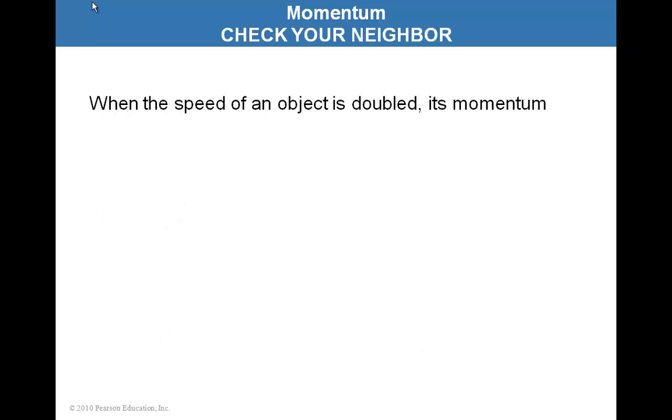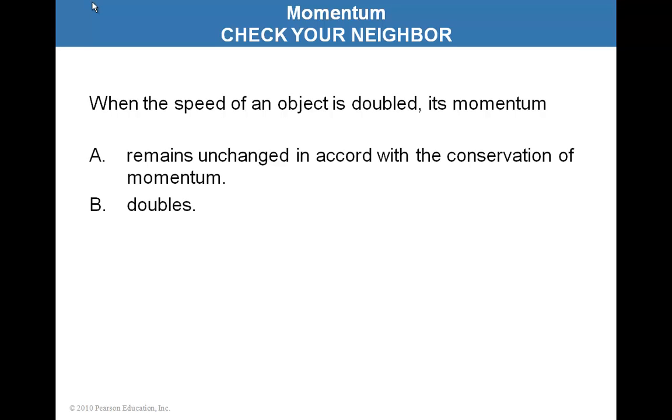Okay, so let's look at this one. When the speed of an object is doubled, what happens to its momentum? Our choices are: remains unchanged in accord with the conservation of momentum, which we haven't talked about yet, or it doubles, quadruples, or decreases.